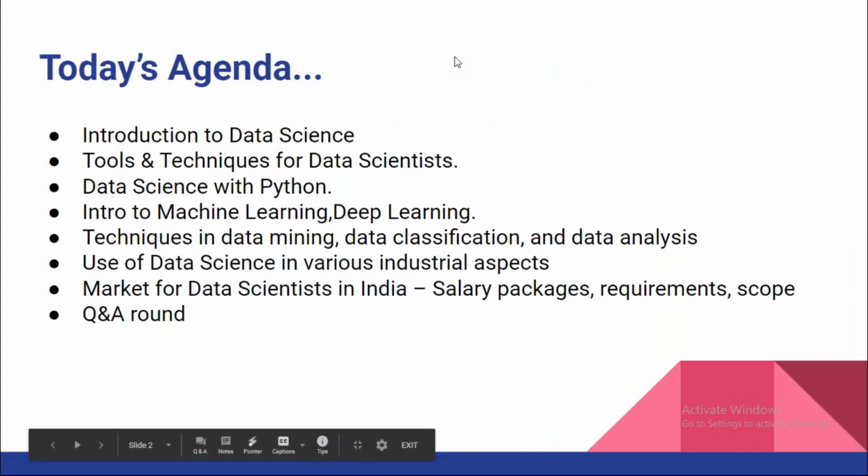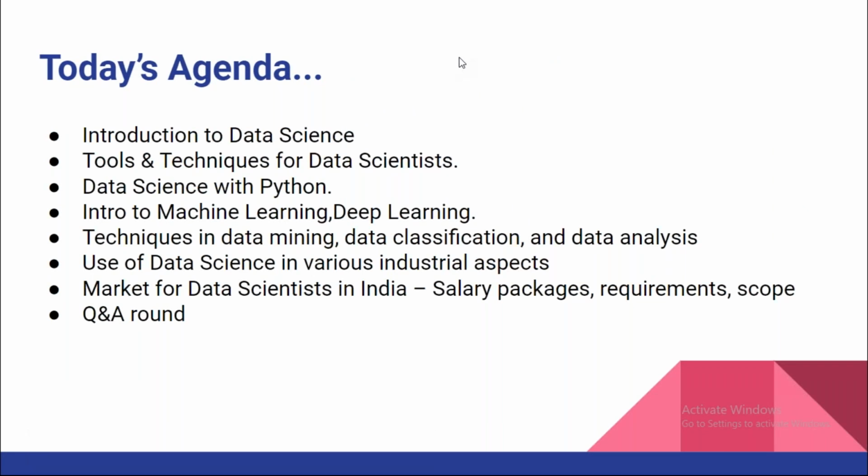So first of all, we'll look at the introduction to data science, and then we'll look into the tools and techniques that are used by data scientists. Then we'll see data science with Python, and then an introduction to machine learning and deep learning. Then we'll see the different techniques for data mining, data classification, and data analysis. Then we'll see different use cases in various industrial aspects. And what is the market for data scientists in India, salary packages, requirements, scope, etc. And at the end of the session, we will have a Q&A round.